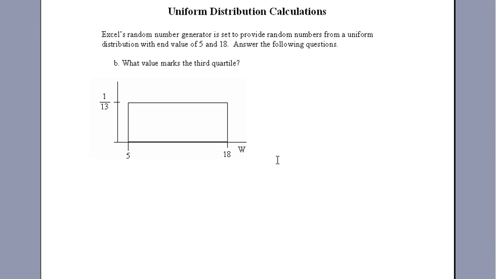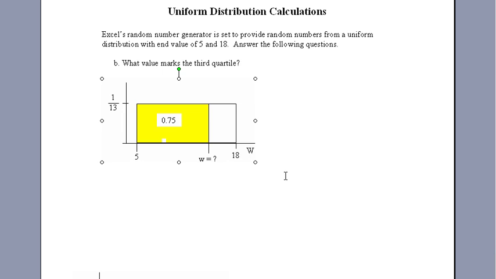Again, I'm going to draw my picture, and there it is. And now I need to think about what it's asking. What value marks the third quartile? So I go back. What is the third quartile? The third quartile marks a position where if you look below this value, you have an occurrence of 75% of the time. So now I can see the third quartile is, I don't know, somewhere here. And here's again a picture with the correct area shaded. I don't know what this value is, but what I'm asking is what could this value possibly be?